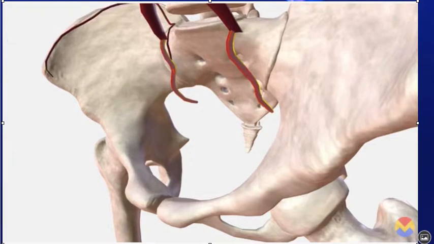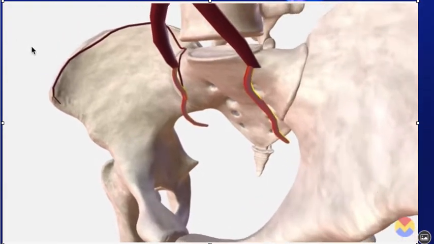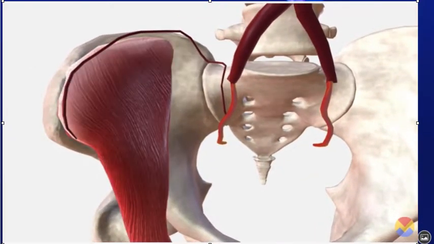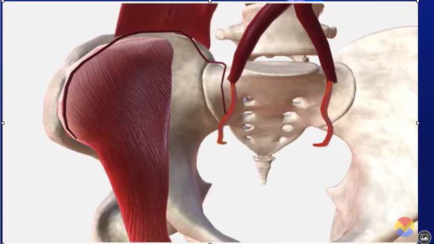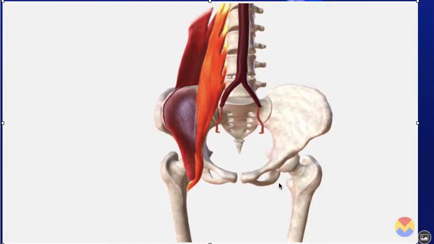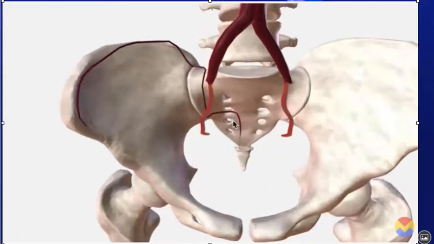Now, the posterior division. This is the iliolumbar artery. Can you see? This is running upward at the ala of the sacrum and supplying the iliac fossa. This is the psoas major muscle. This is psoas major, this is the iliacus. It is supplying these muscles: iliacus, quadratus lumborum, and psoas major.